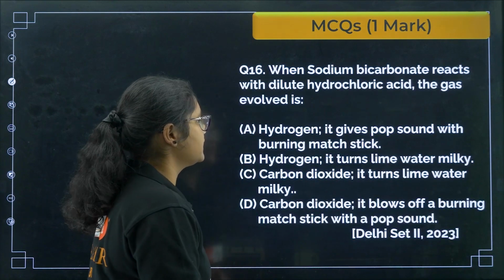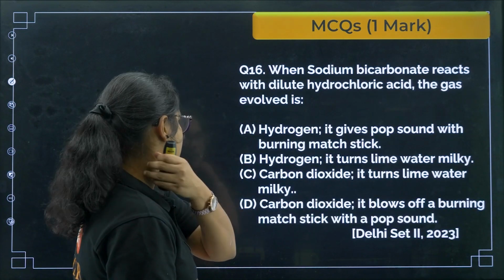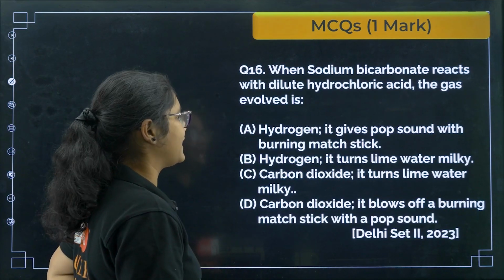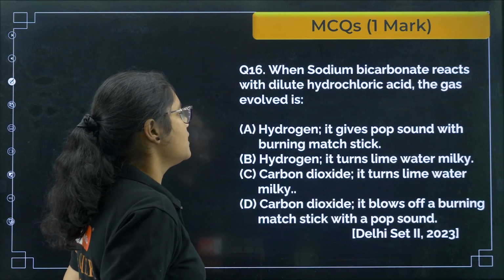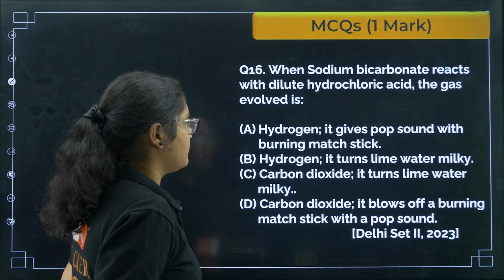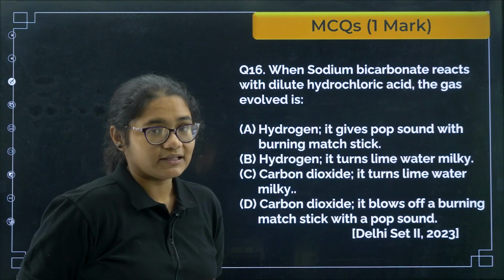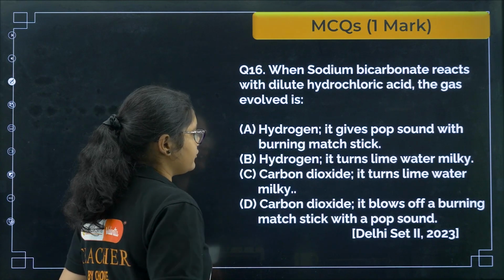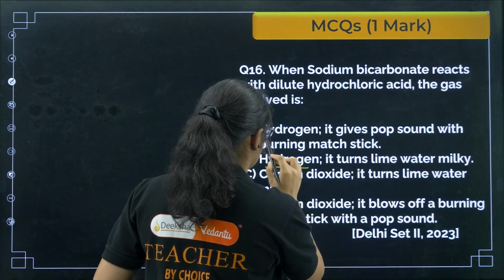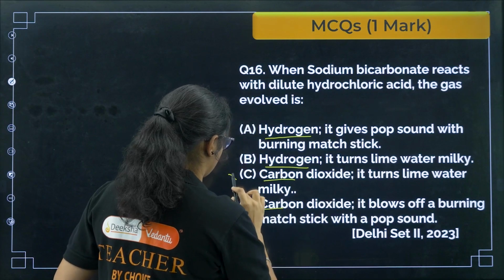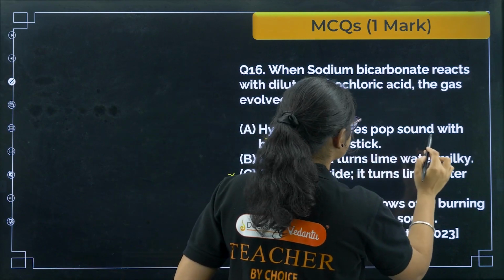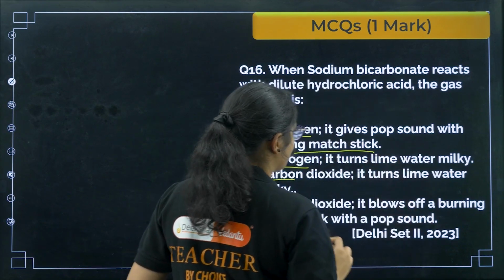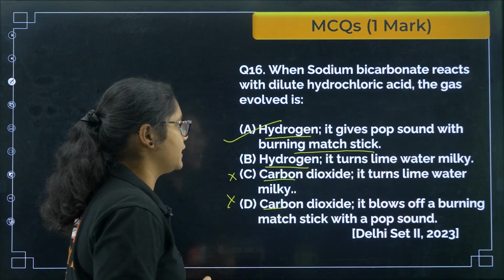Next, question number 16. When sodium bicarbonate reacts with dilute HCl, the gas evolved is hydrogen? So we have hydrogen here, also hydrogen, carbon dioxide not required. It gives a pop sound with the burning matchstick. Correct answer is option number A here.